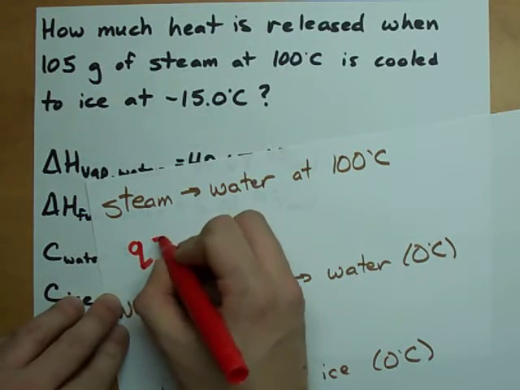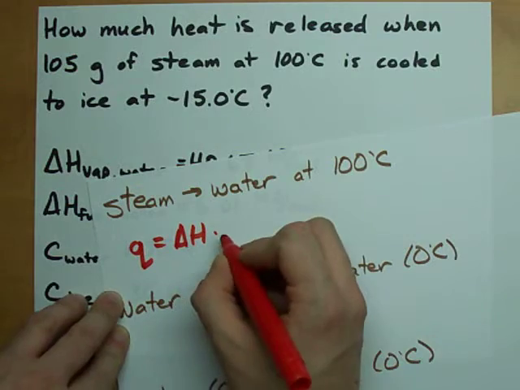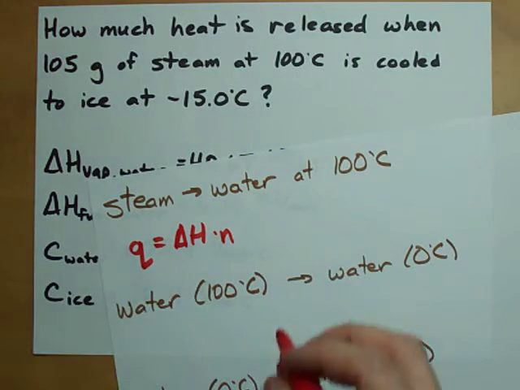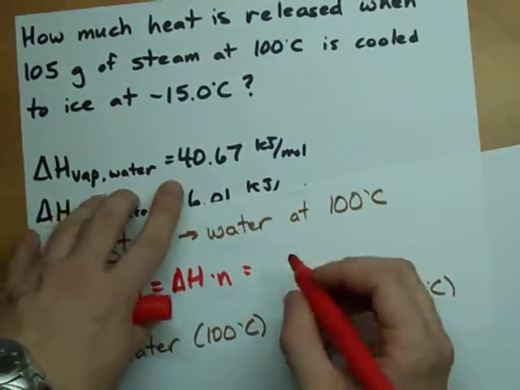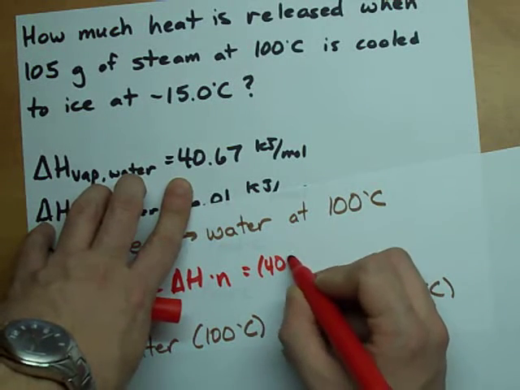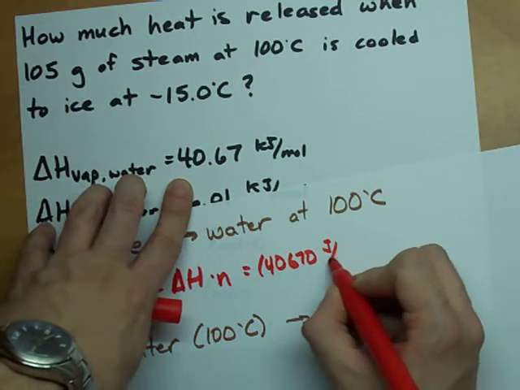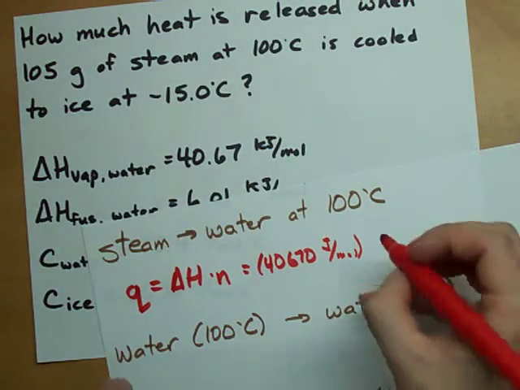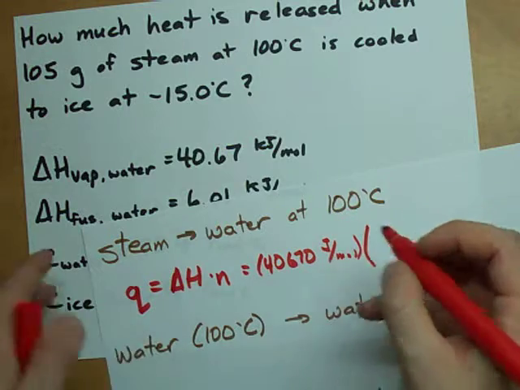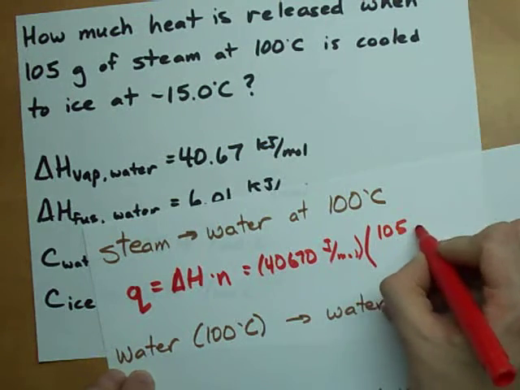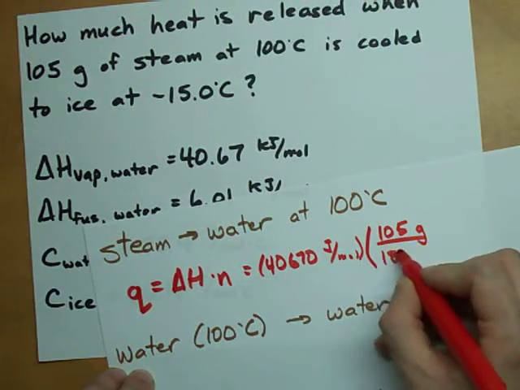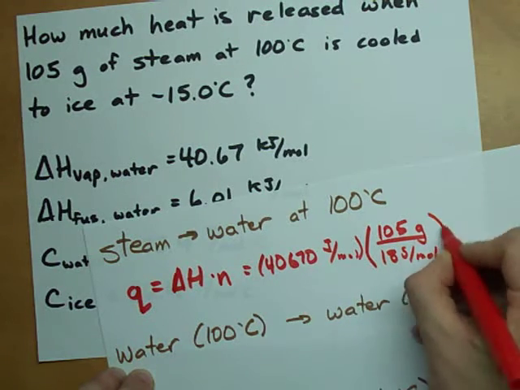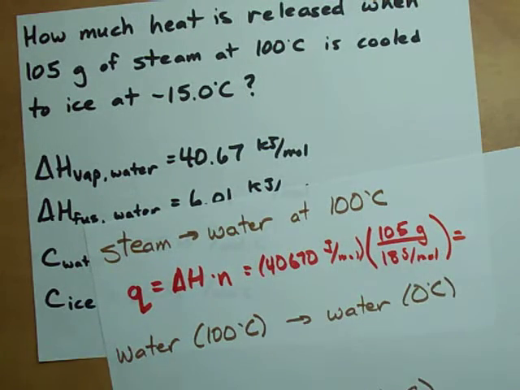Check this out. The amount of heat released is the enthalpy of vaporization times the number of moles. The enthalpy of vaporization, it says, is 40,670 joules per mole. Notice I've converted from kilojoules to joules. And I need the number of moles of water. Now, that's 105 grams divided by the molar mass. You can figure out that number on your own and then just use it over and over again. I'm just going to plug it in as 105 over 18.